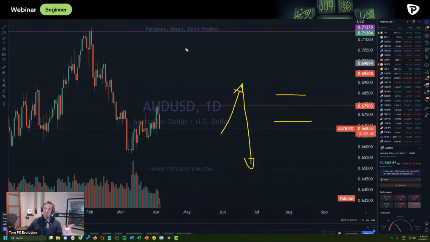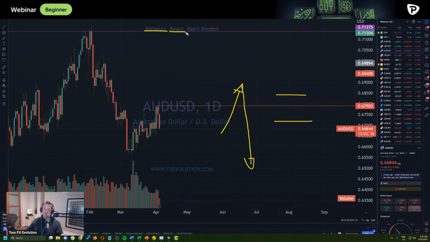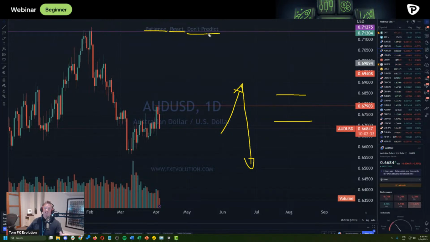How about you have some patience? You possibly react to the news once you've let it all settle down, and you don't try to predict the move. Instead, you wait until they do something a little bit more sneaky and then you see that. What if they took the daily high? I'll leave you guys with that one.